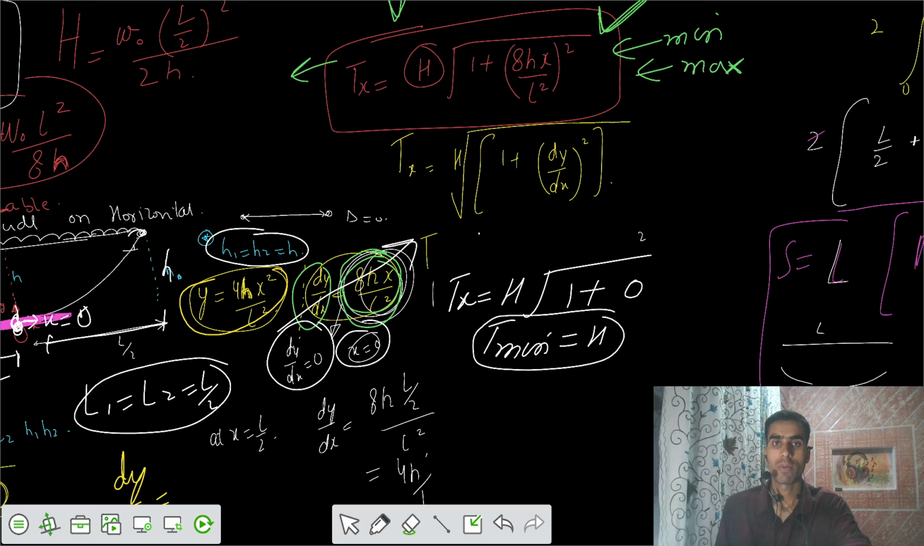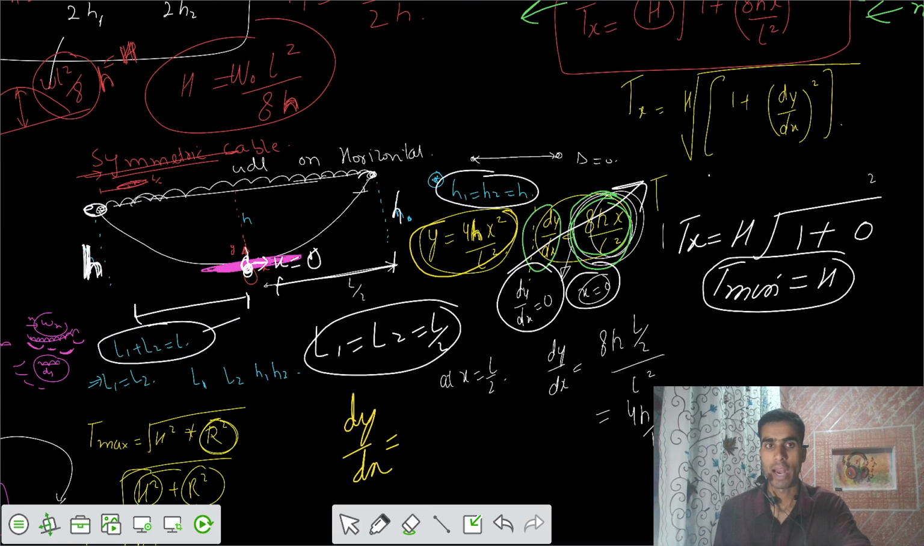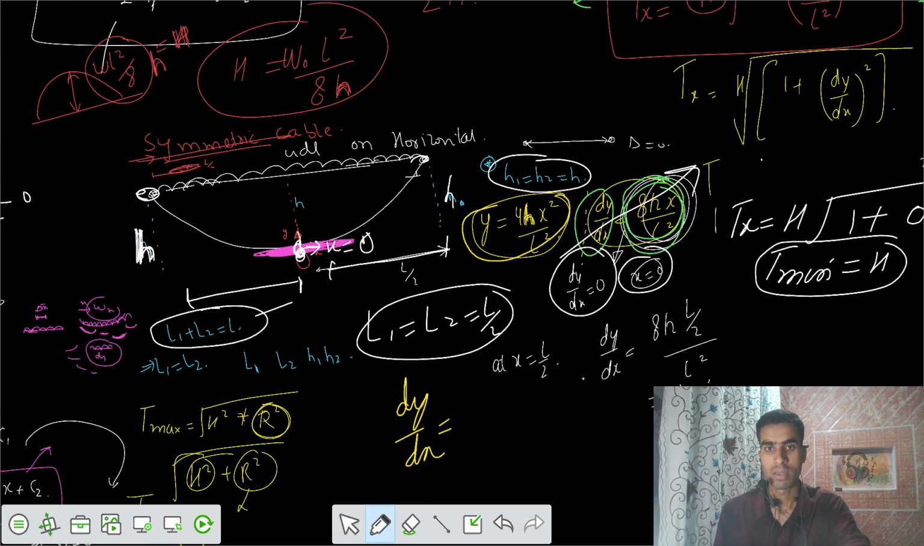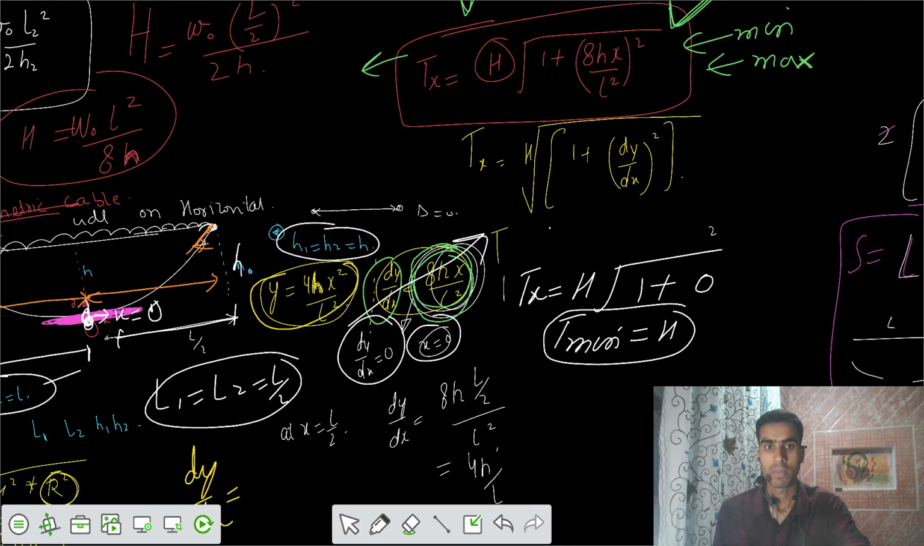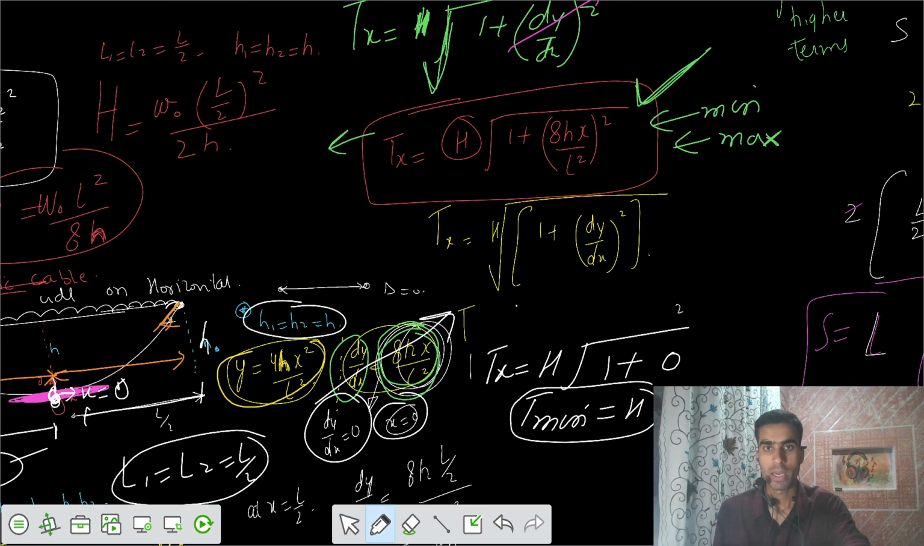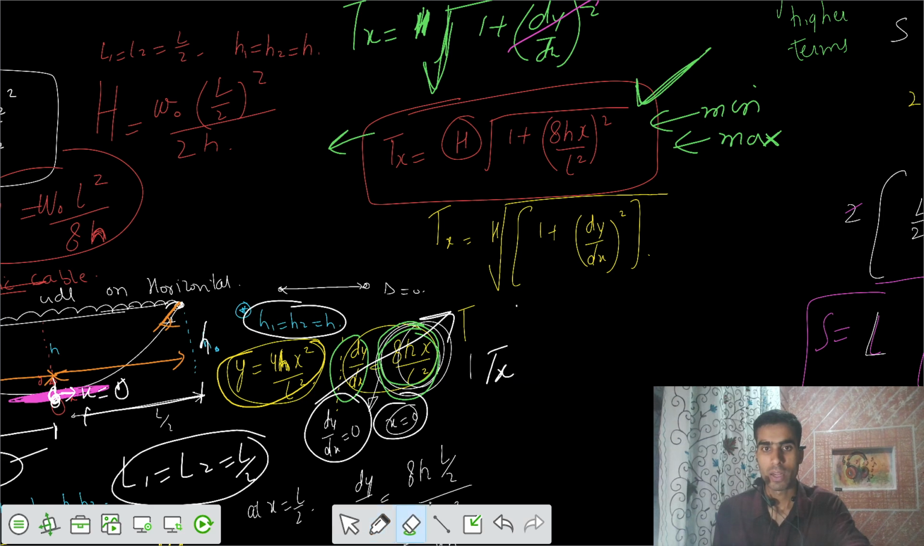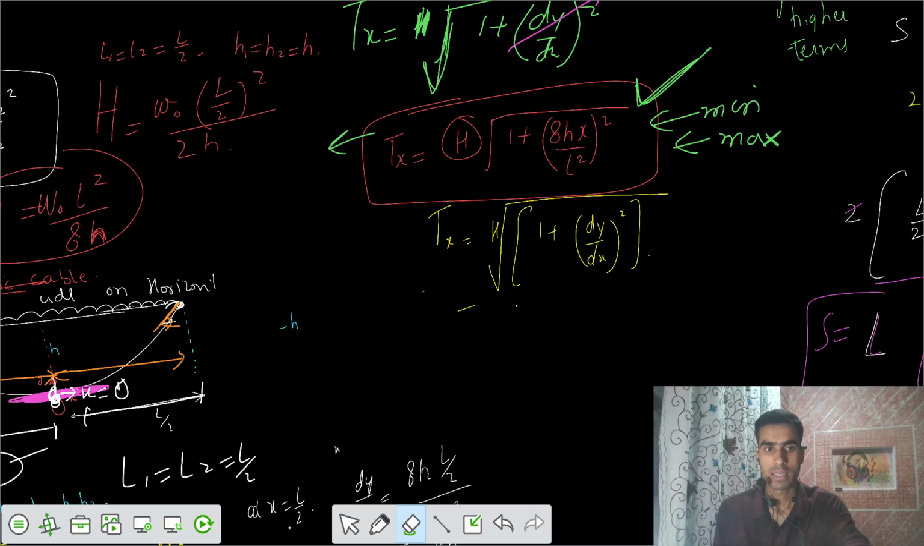Now I want to get the value of T maximum. For that, dy by dx has to be maximum. And where can we get dy by dx maximum? At x equals L by 2, or I can also take minus L by 2, there the slope is maximum. So I can substitute x equals L by 2, and I would get the value. Let's have that value.